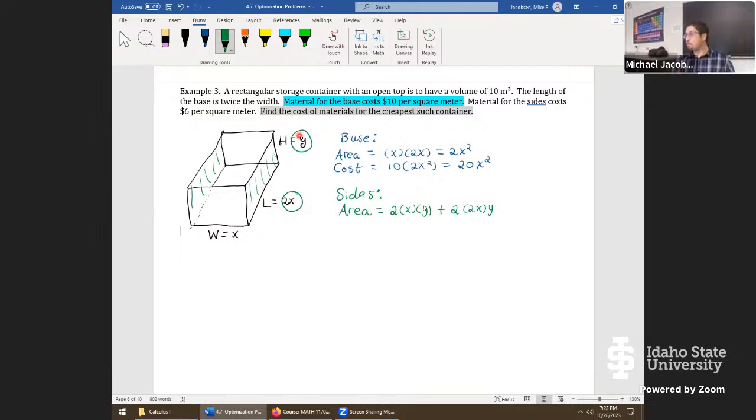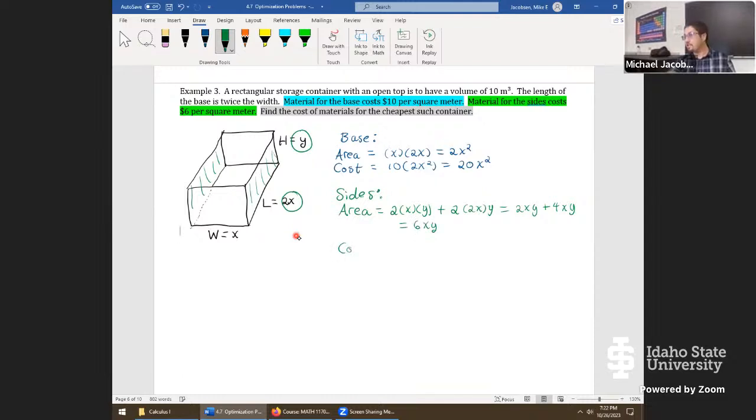We need to simplify it and multiply it by, it says material for the sides costs $6 per square meter. So we'll multiply that whole result by 6. First, it's a 2xy plus 4xy. And so altogether, this is becoming 6xy.